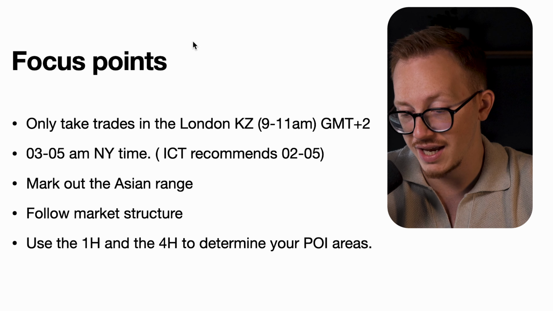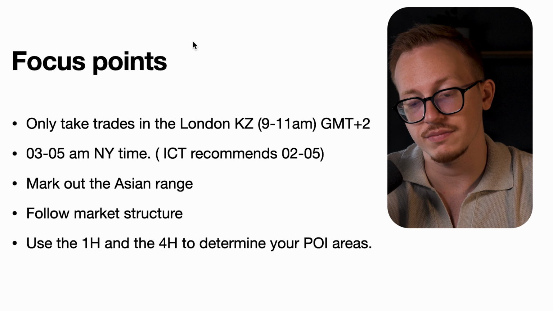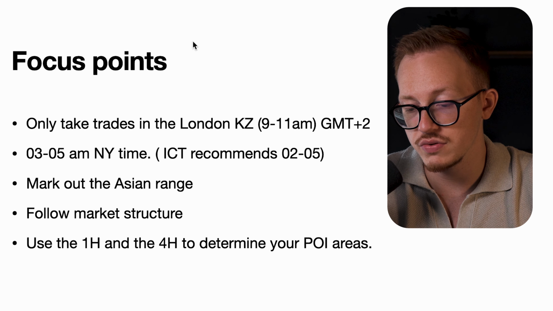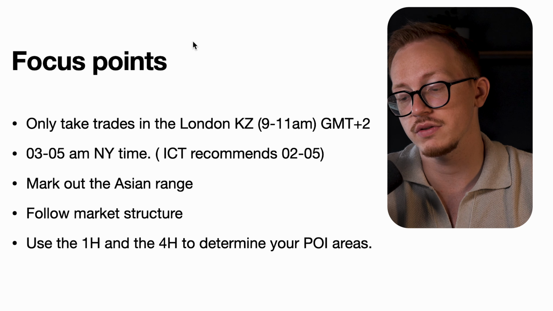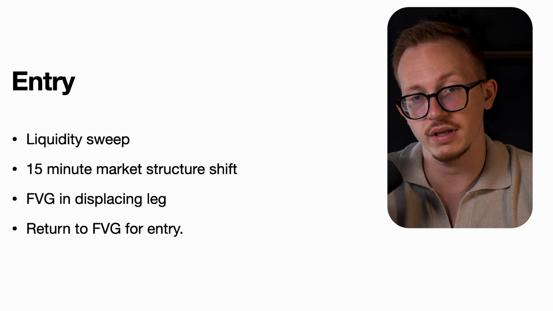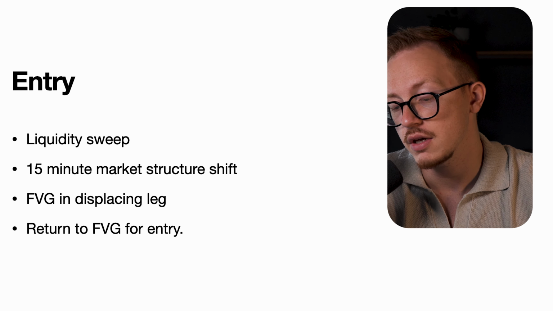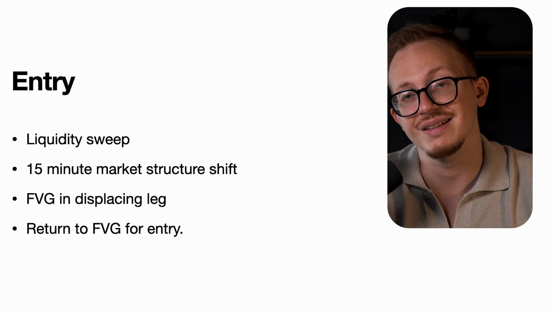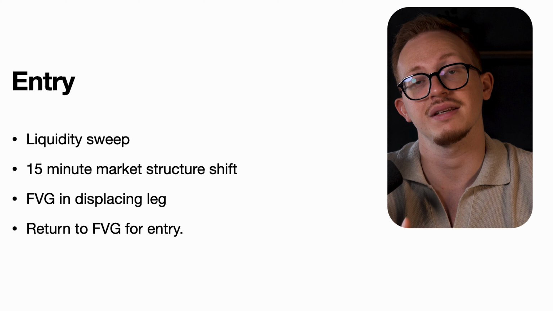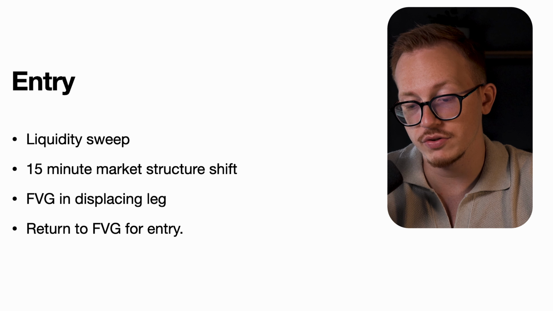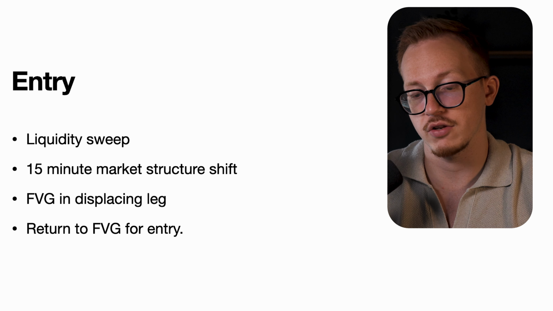We're going to mark out the Asian range. We're going to follow market structure. It's very important. And we're going to use the 1 hour and the 4 hour to determine our point of interest areas. Now, for our entry, we are going to wait for a liquidity sweep to happen. Then we're going to wait for a 15-minute market structure shift. We want to see a fair value gap and a displacing leg that is creating that market structure shift. And we want to return to that fair value gap for an entry.